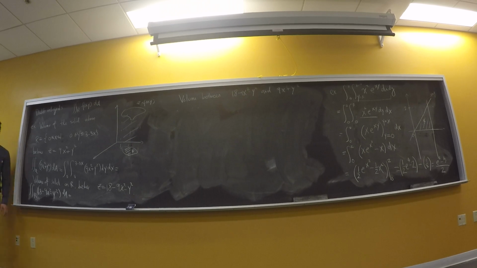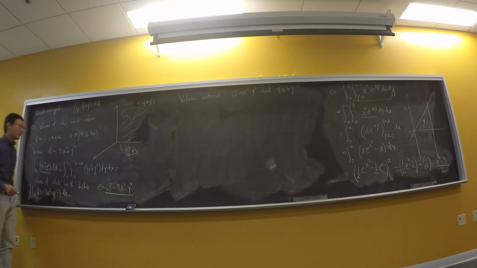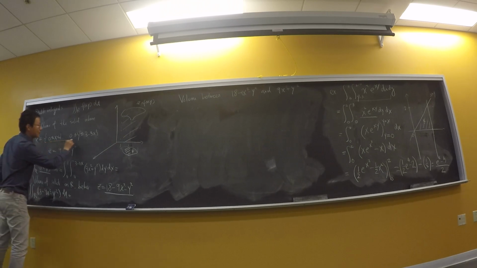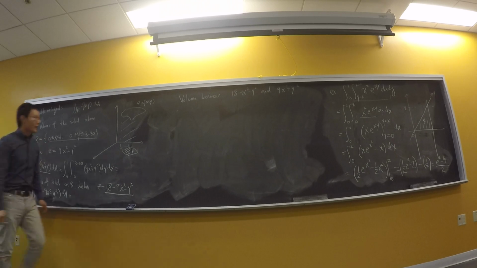Which one is the one under it? You have to know which one is under, right? So this is 9x squared plus y squared. The other function is 18 minus 9x squared minus y squared. So the safest way you can do is to draw or sketch the surface and see which one is below and which one is above, right? But you can also look at this region right here, okay? The region is here, and you can take the difference.